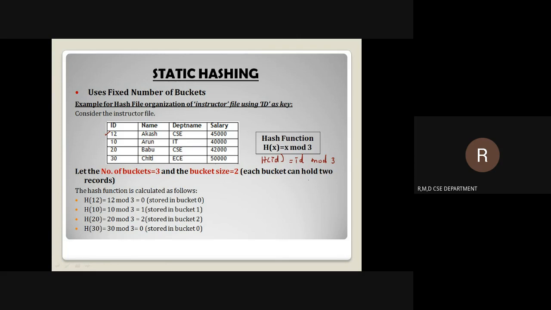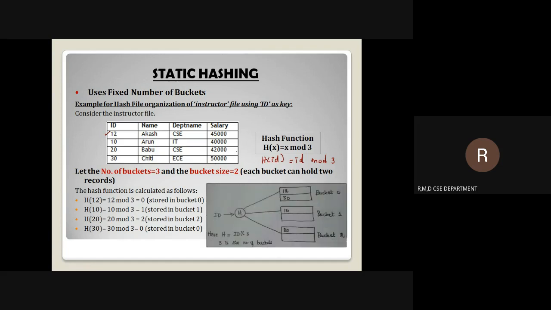So h(10) is equal to 10 mod 3, which is equal to 1. That indicates the record with the ID 10 will be stored in bucket number 1. And so on. This is how the hashing works. Since static hashing has a fixed number of buckets, it leads to some issues, which we'll discuss shortly. And this is the hash structure constructed for the instructor table.